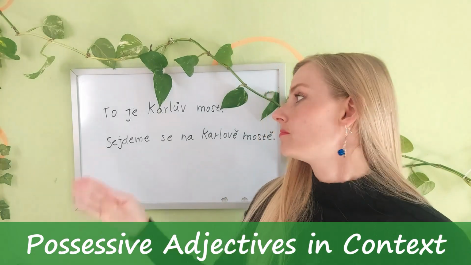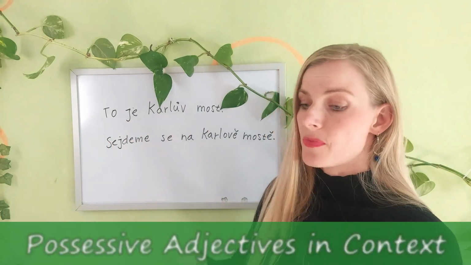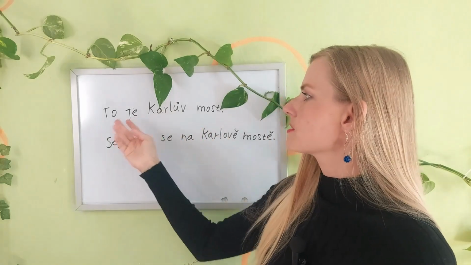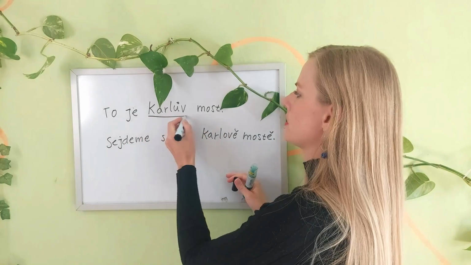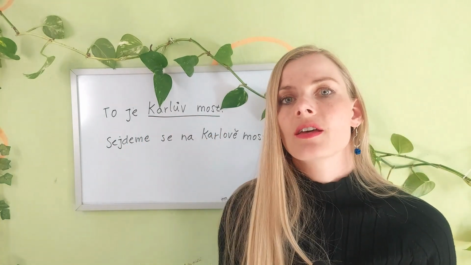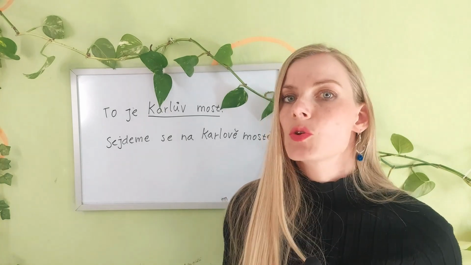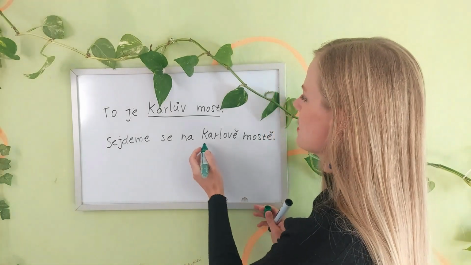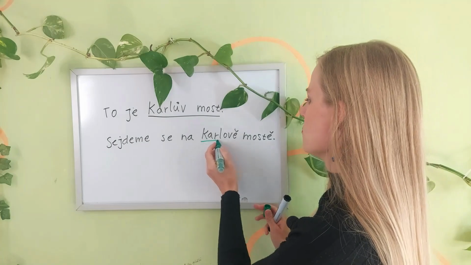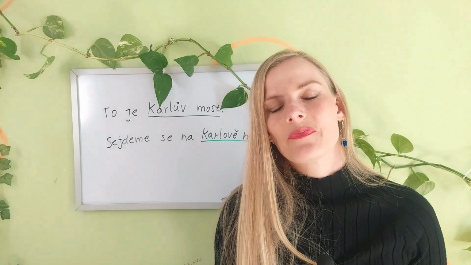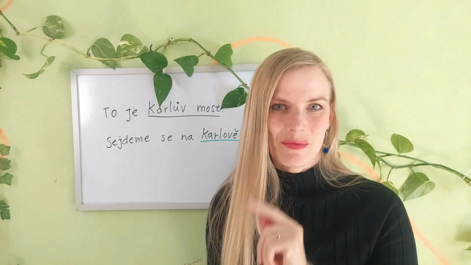For instance, to je Karlův most. This is the nominative case. Karlův most. This is Charles Bridge. And if you want to say, let's meet on Charles Bridge, you would use the locative case. And that would be na Karlově mostě. Sejdeme se na Karlově mostě. Let's see more forms. Jdeme na to.